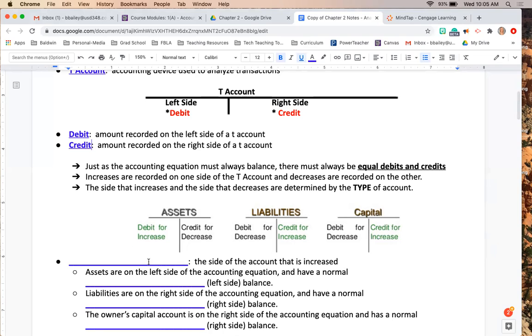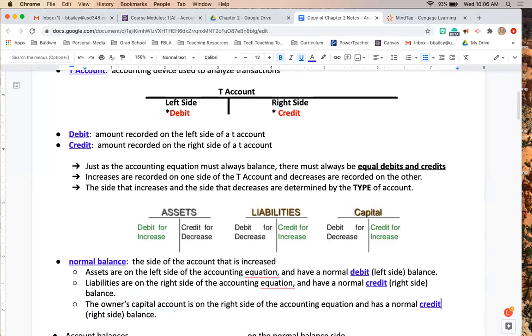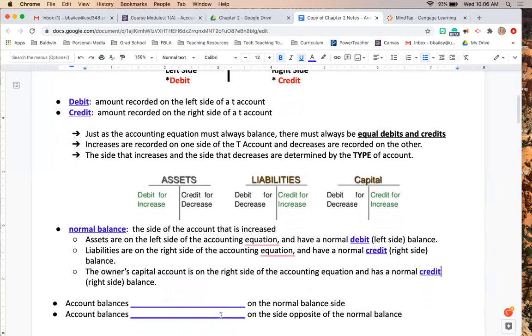Okay, the normal balance is the side that is increased. So for assets, the debit side would be the normal balance. For liabilities, the credit side would be the normal balance. Okay, so assets have a debit normal balance. Liabilities have a credit normal balance, and owner's equity has a credit normal balance.